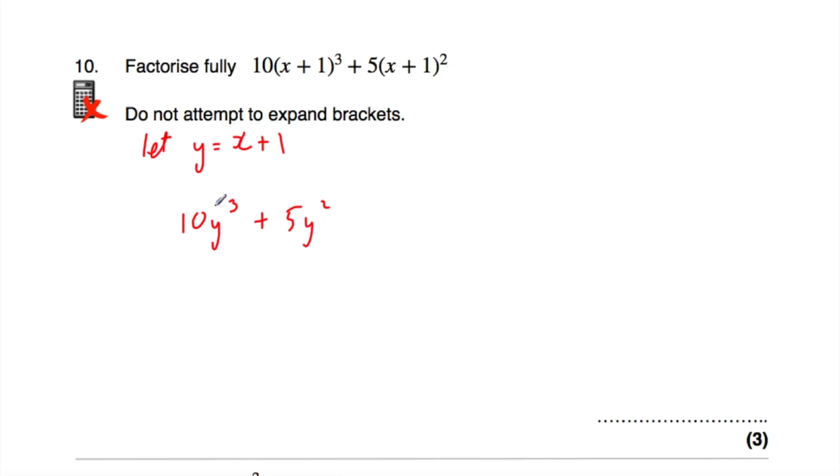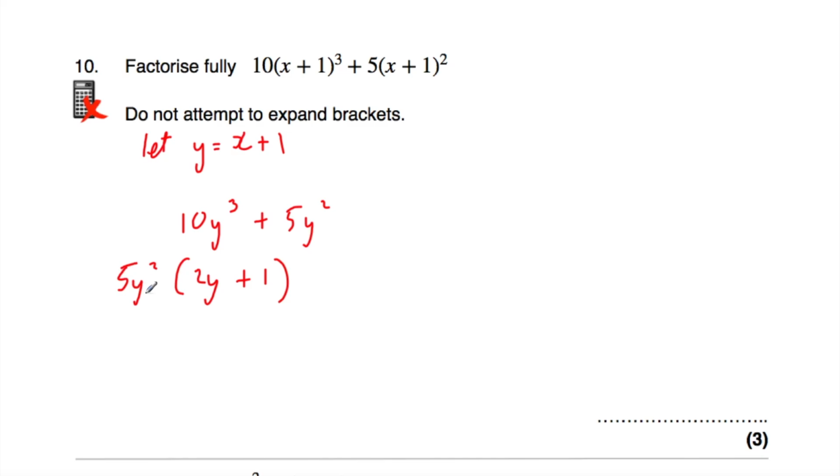Now let's factorize this. If we have a look at this, we can take a 5 out. And then if we look at our powers of y, we've got y cubed and y squared, so we can take y squared out. So we're going to take 5y squared out and then open up our brackets. 10y cubed, well, if we divide that by 5y squared, we'd be left with 2y. And let's just check that. 5y squared times 2y would be 10y cubed. And then plus, and then we had 5y squared, we've taken it out, so we've then got 1, close brackets. And that's fantastic, we've factorized it.